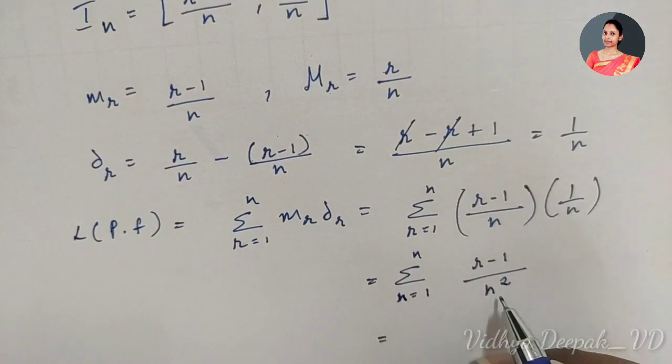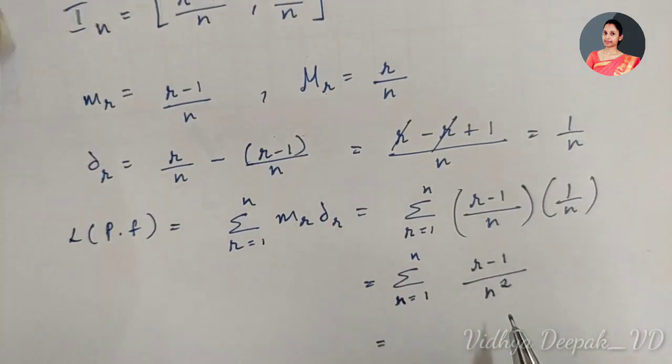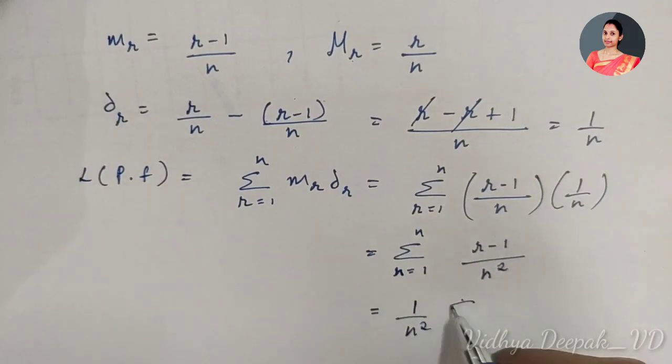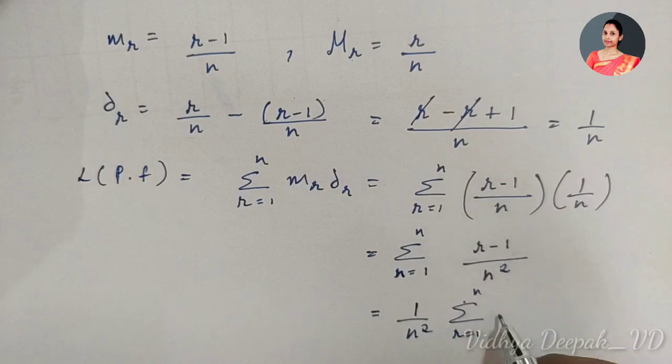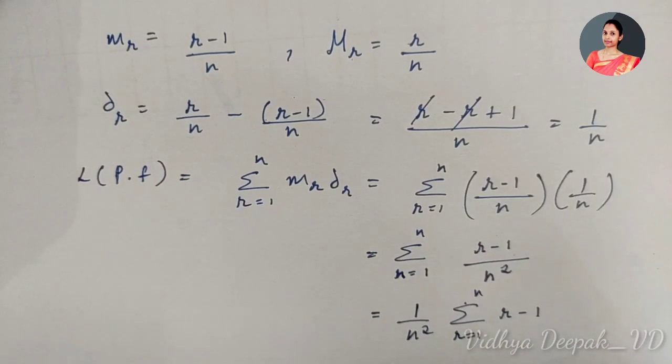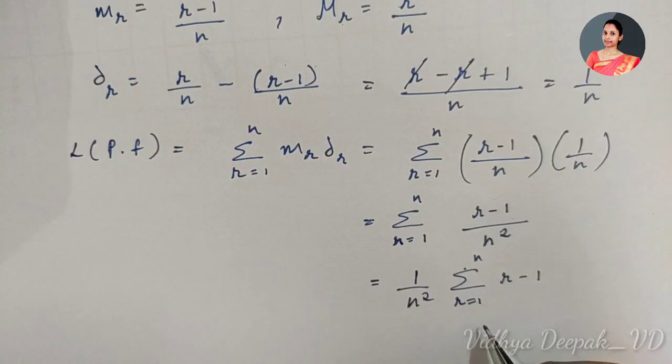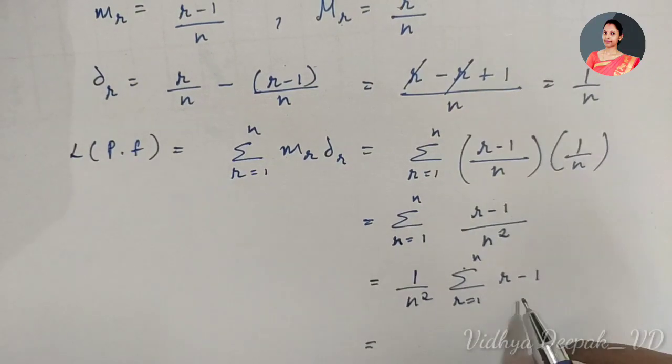Now r is changing, n is not changing. So what can we do? We can take this n square outside and the remaining is the sum from r equal to 1 to n of (r minus 1). So what are the r values? r is ranging from 1 to n, r minus 1.